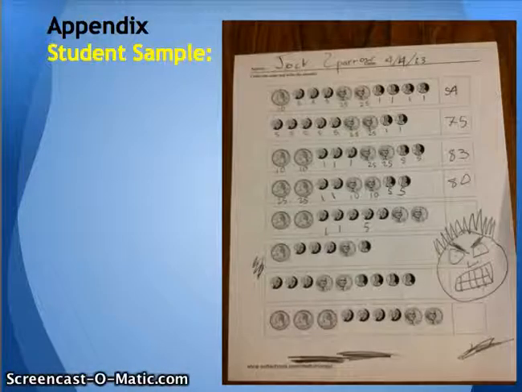Here you will see a student work sample from the lesson described above. As you can see, the student that completed this, Jack Sparrow, was not able to remember the values of the coins and kept switching them up, and also was inconsistent with adding up the different values of the coins as well, and eventually gave up with the angry face on the bottom.